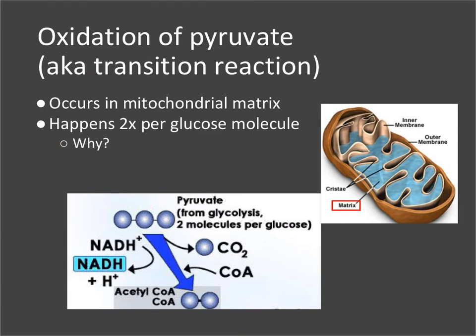All right, so after pyruvate is made during glycolysis, it moves into the matrix, which is that gooey filled center of the mitochondrion, in order to go through the remaining steps of aerobic respiration. Now, for each glucose molecule that goes into glycolysis, we end up having 2 pyruvates, because remember, glucose is a 6-carbon compound that gets broken up into 2 3-carbon pyruvates. So we've got 2 pyruvate molecules that are going to go through the oxidation of pyruvate.